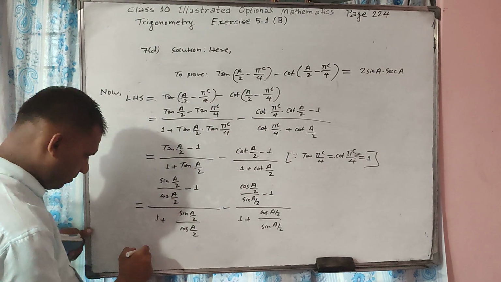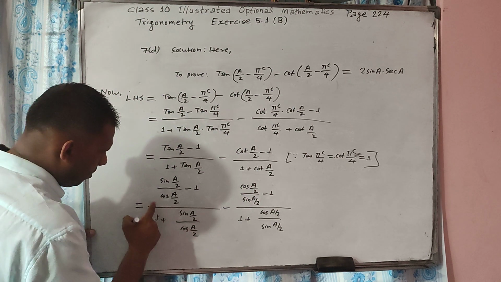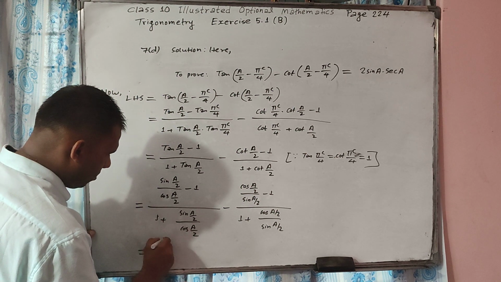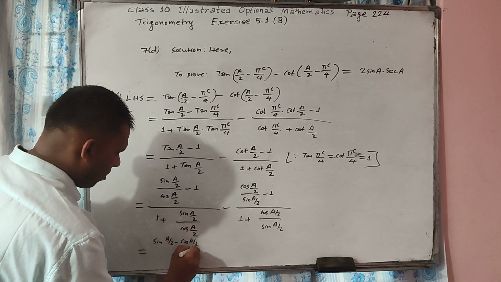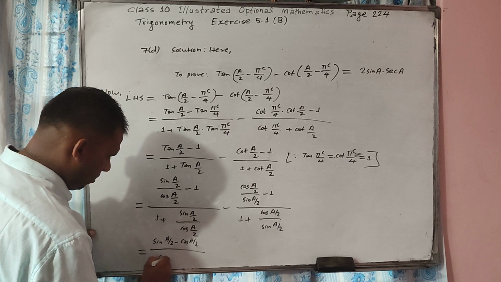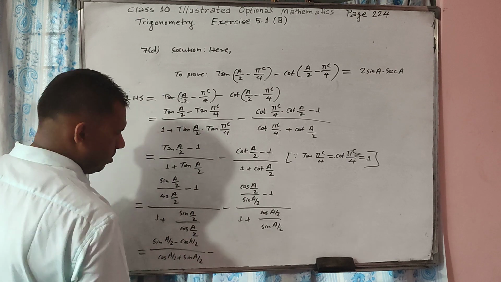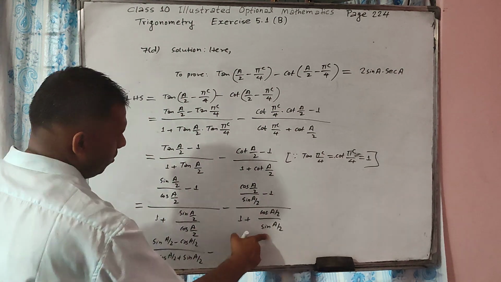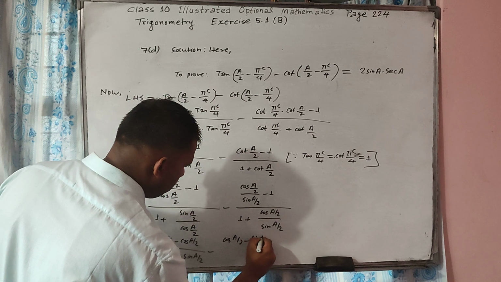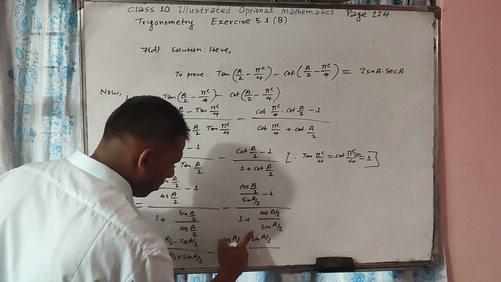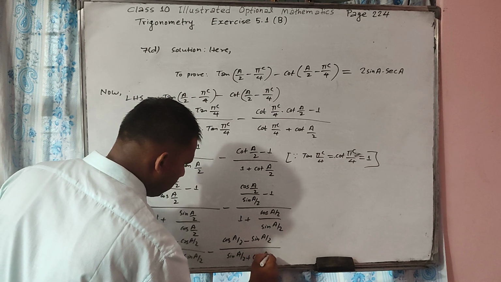Now taking LCM, cos A by 2 cancel out, remaining sin A by 2 minus cos A by 2 whole upon cos A by 2 plus sin A by 2, minus, taking LCM sin A by 2 cancel, remaining cos A by 2 minus sin A by 2 whole upon sin A by 2 plus cos A by 2.